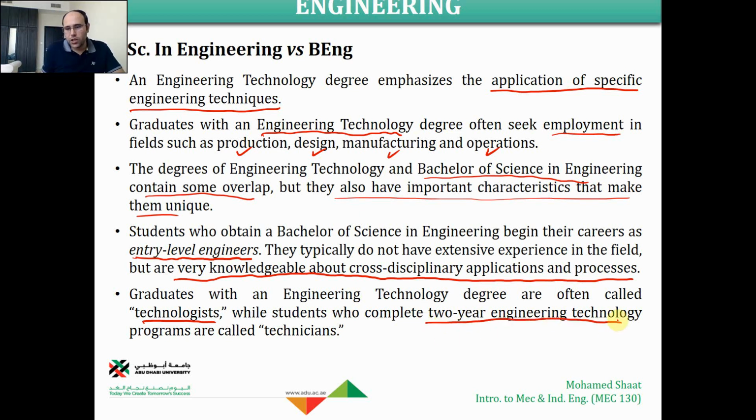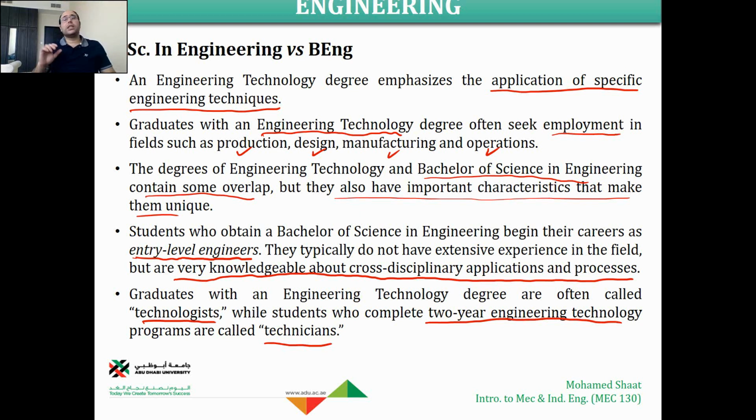Students who complete 2 years of engineering technology are called technicians. For example, some schools offer the engineering technology program over 4 years, and some others offer it over 2 years. If you get the engineering technology degree after 2 years, you're going to be a technician who knows exactly how to use this machine or tool or whatever. So he's a technician, he's not an engineer. But if you have a Bachelor of Engineering over 4 years, you're going to be an engineer, yes, but more a technologist than an engineer, right?